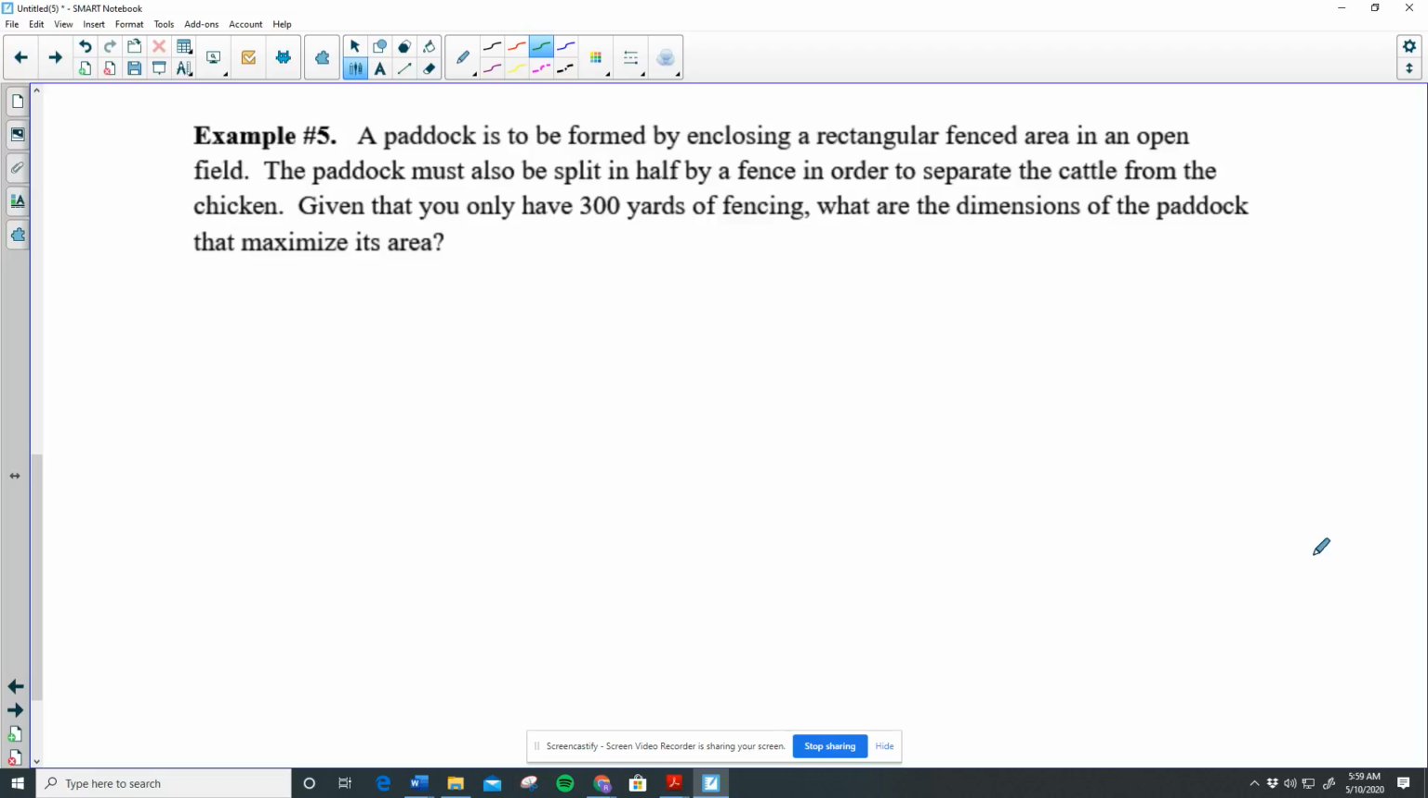All right, let's do one more optimization example. Example number 5. A paddock is to be formed by enclosing a rectangular fenced area in an open field. So I'm going to form some sort of paddock. It's going to be rectangular.